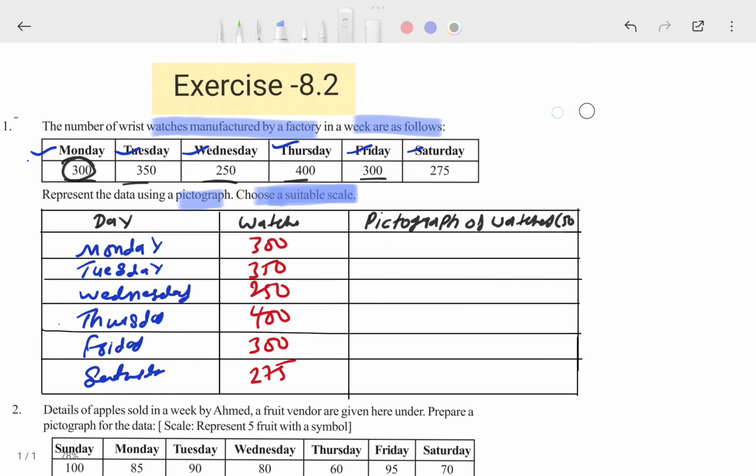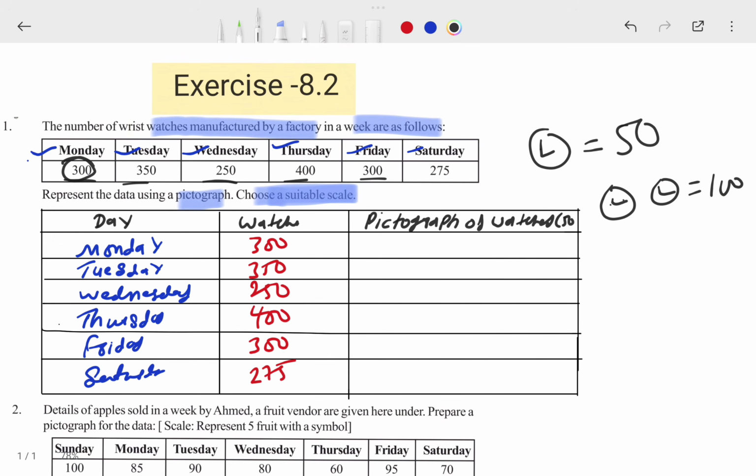So what I'm telling you here, just make one picture. This is one watch picture. Now this one watch picture is equal to 50 watches. Okay, now these two watch pictures are equal to 100 watches. So we are taking one watch picture as 50. You can choose this one watch picture as 25. So what I'm telling you here, one symbol is equal to 50 watches.